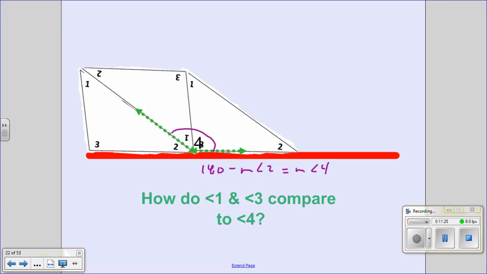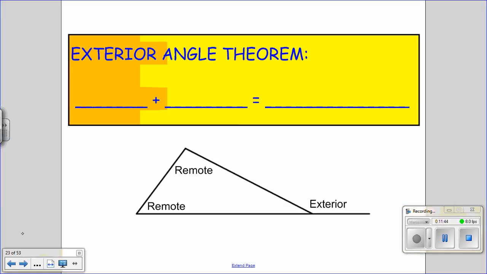So we can now say the measure of angle 4 is equivalent to both the measure of angle 1 and the measure of angle 3. That is the exterior angles theorem. You take the two remote angles, add them together, and it'll equal the exterior angle of a triangle. Always, no matter which exterior angle you're looking for.